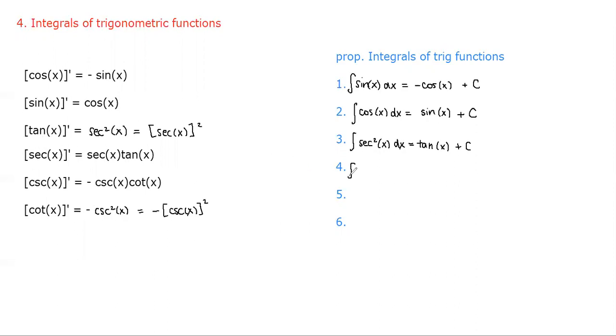And then I can keep going like this for the other functions as well. So for example, here I could have the integral of secant of x times tangent of x with respect to x. And if the derivative is secant times tangent, then that means that the original function must have been secant. And then plus a constant. And finally, you have the last couple of functions over here, which are cosecant and cotangent. So I'll just complete those derivatives.